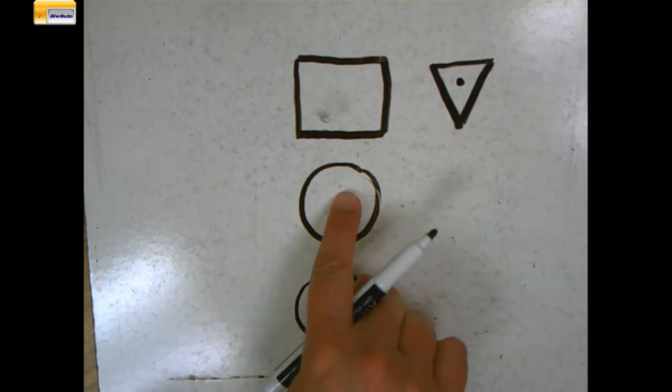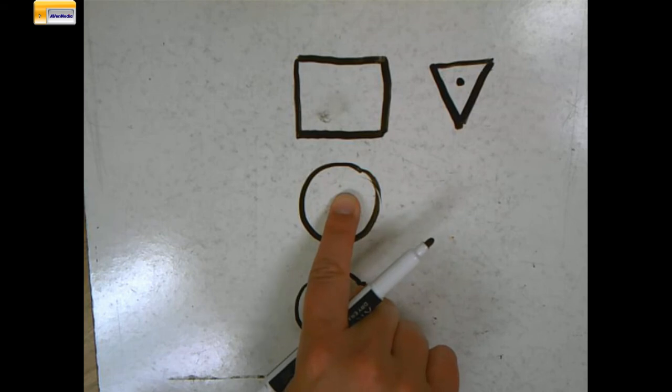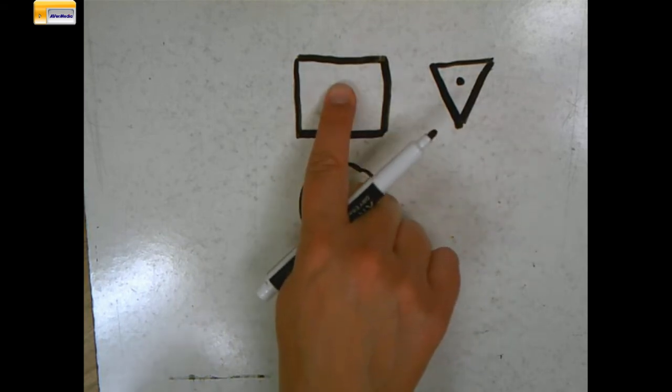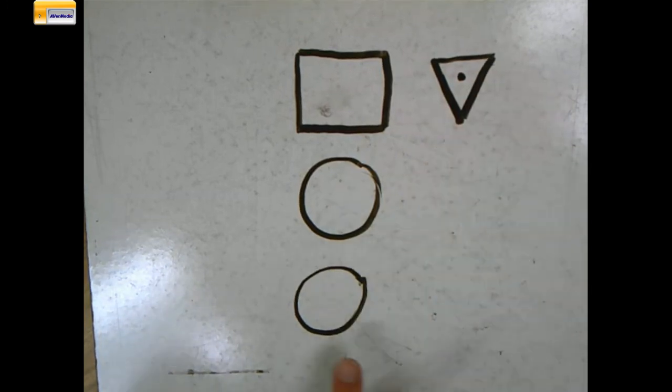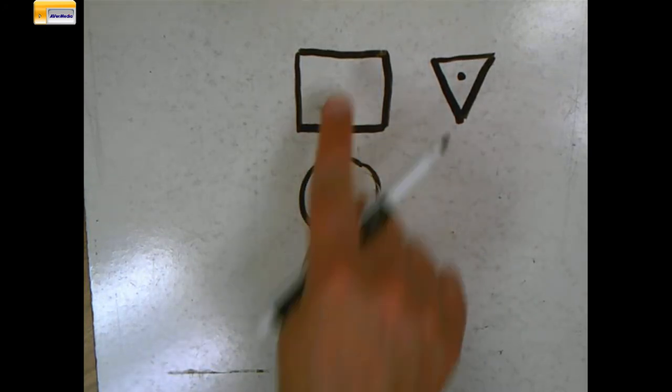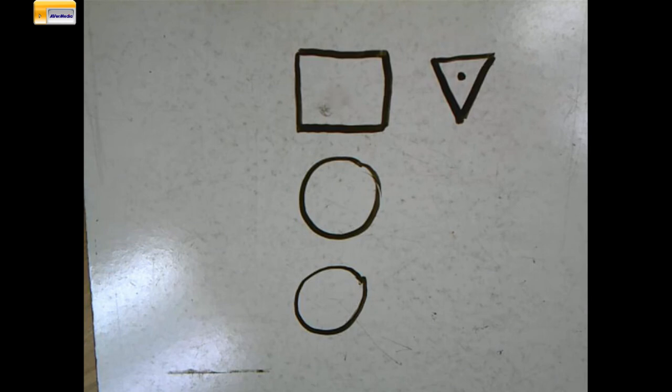So we started with a circle in the middle. We drew a square above it. We drew a triangle beside the square. Then we drew another circle under the first circle. We put a dot on the square. Then we took the dot off the square. Now we put the dot on the triangle.